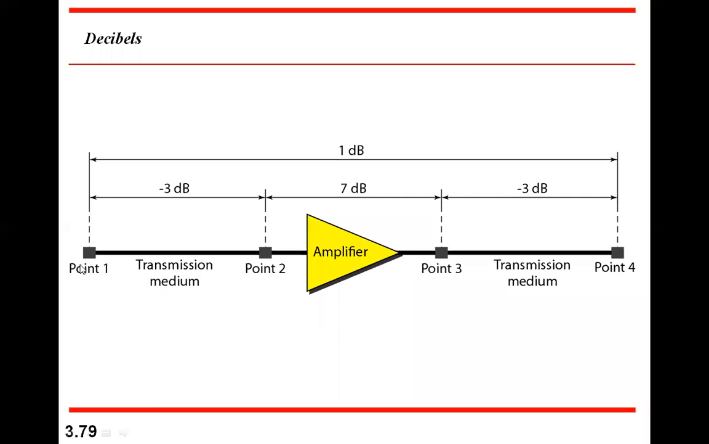Now, one example: port 1 to port 2 has an attenuation of minus 3 dB, whereas port 2 to port 3 is a 7 dB amplification, and port 3 to port 4 is minus 3 dB. So overall, what happened to the signal? A 1 dB gain. So converting to dBs, this is the advantage.